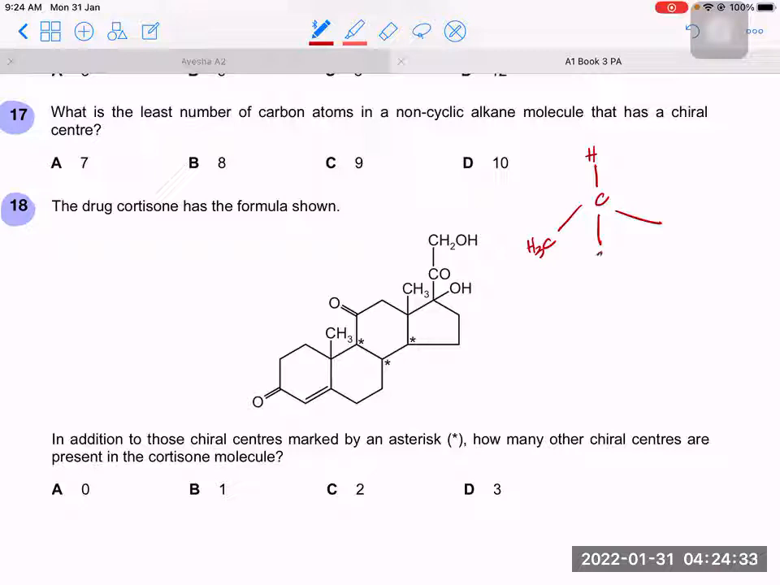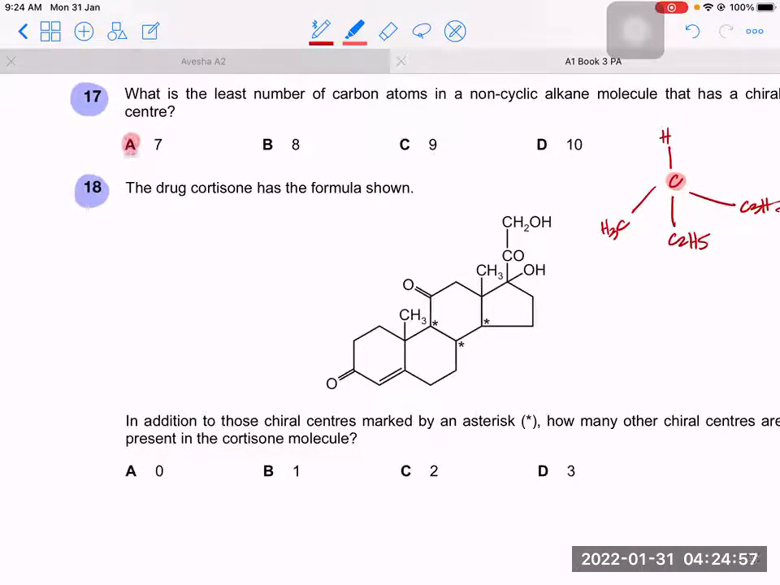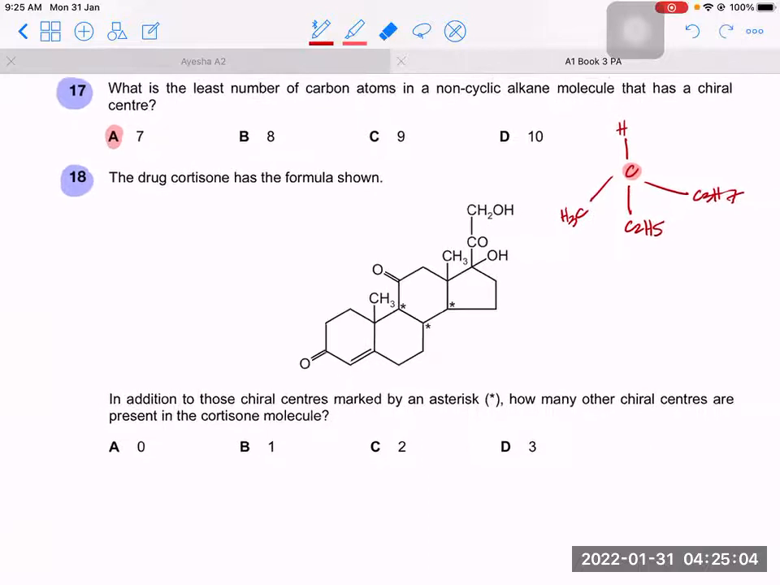Let me put one as a C2H5. How many carbons have we already made? 2, 3, 4. How many are we left with? 3. So you have C3H7. Do you see you have a carbon with 4 different groups and it is chiral? And the minimum number of carbons we need for that is 7. The answer therefore is A. Clear? Understood?